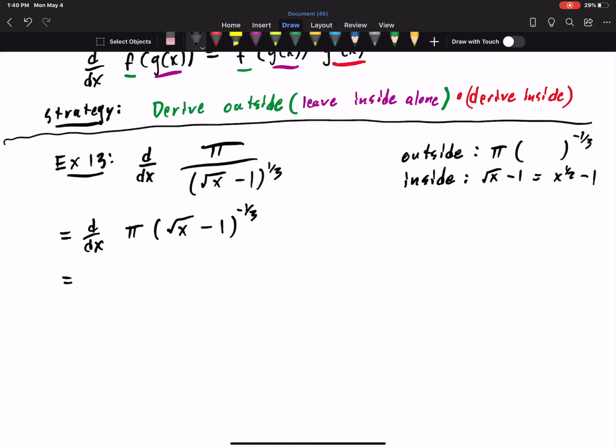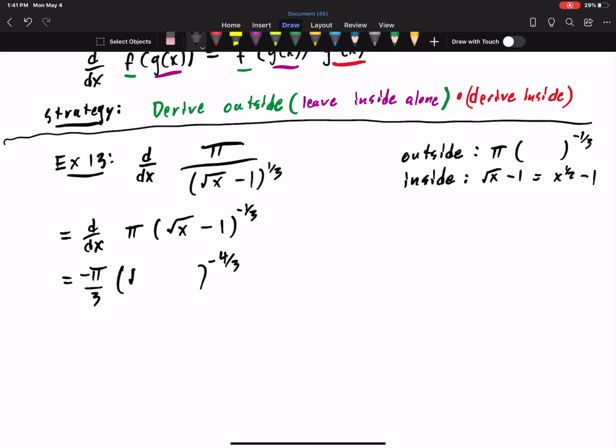So derive the outside. This gives us pi over minus 1/3, or minus pi over 3. Same thing. All I did was take the exponent, bring it down in front and multiply it to the pi. That's all I did. Okay? We put the parentheses right there. Subtract 1 from the exponent, which gives us minus 4/3. Okay? Because you're subtracting 1 from something that's already negative. So you had a minus 1/3, take away another 1. How many thirds does that give you? Minus 4 of them. Okay?